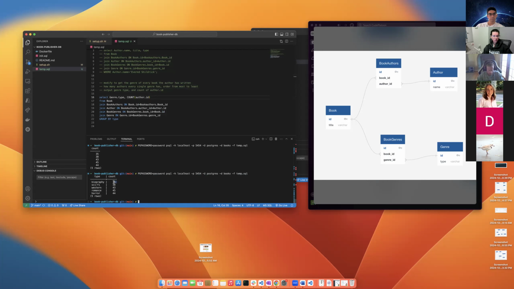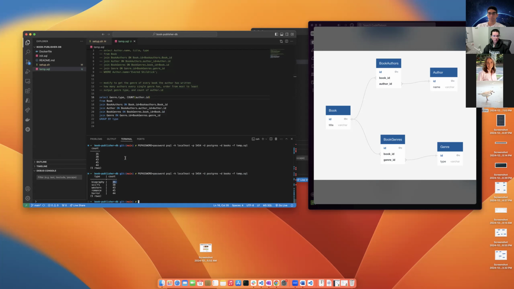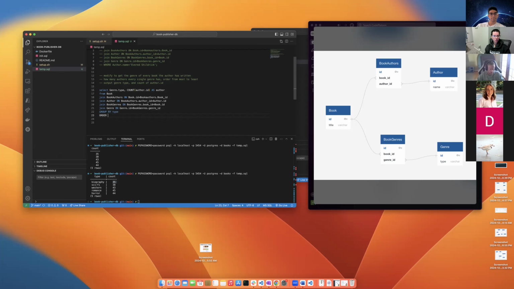So this is saying there are 35 biographies, 35 authors. Now order by, most to least, I guess. Yeah, and I think it's after the group by. Order by, isn't it? Ascending. Ascend? Yeah.